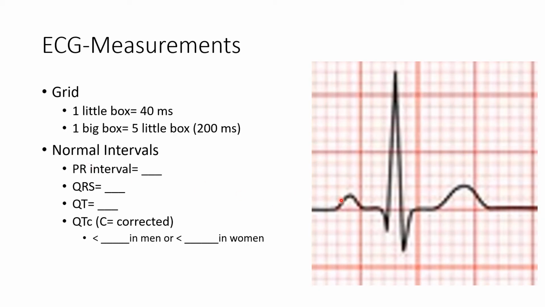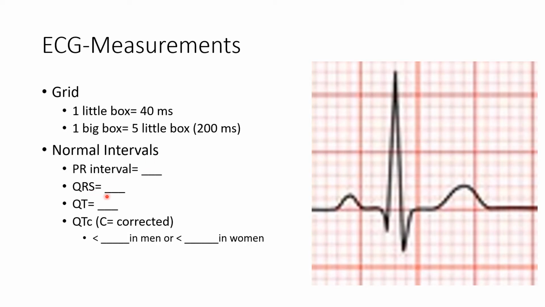We can measure the intervals of an ECG, and it's very important to understand what a normal interval is, which is why I've left them out of this lecture, so you'll write them down when we actually go through it. Let's measure the PR interval in this patient. 1, 2, 3, 4 small boxes is what we counted. 4 times 40 is 160 milliseconds. A normal PR interval is less than 200 milliseconds, so this is normal.